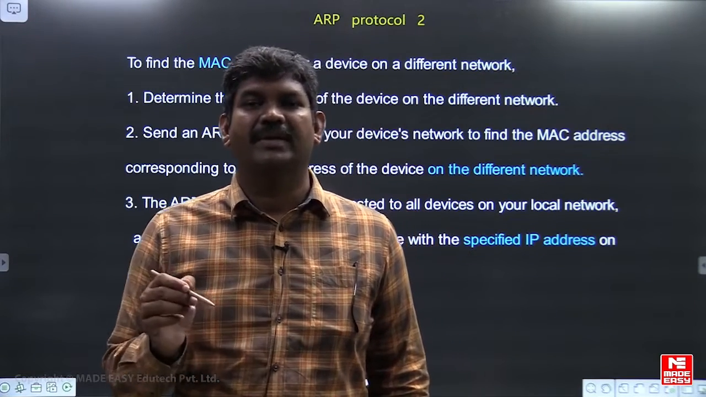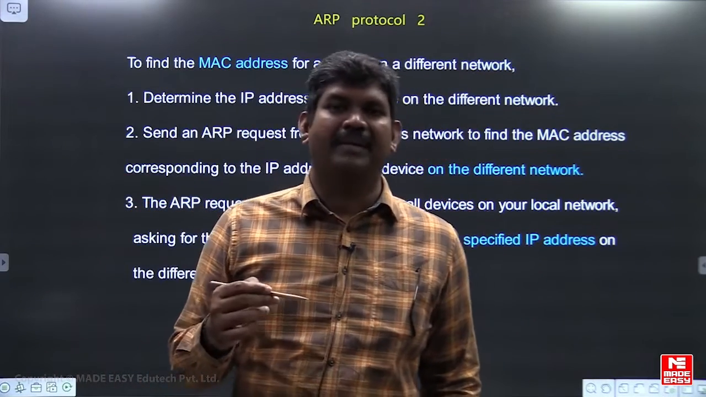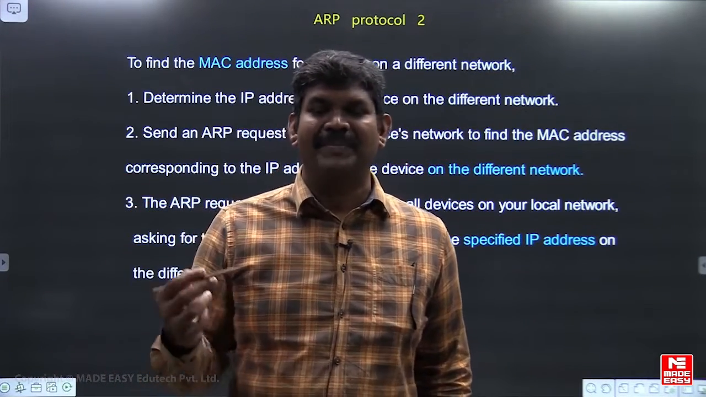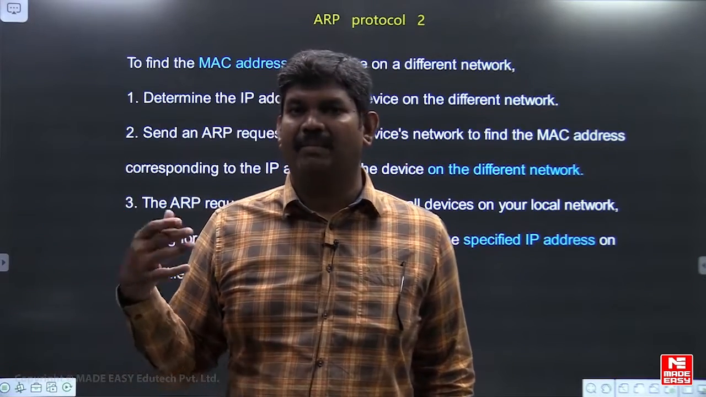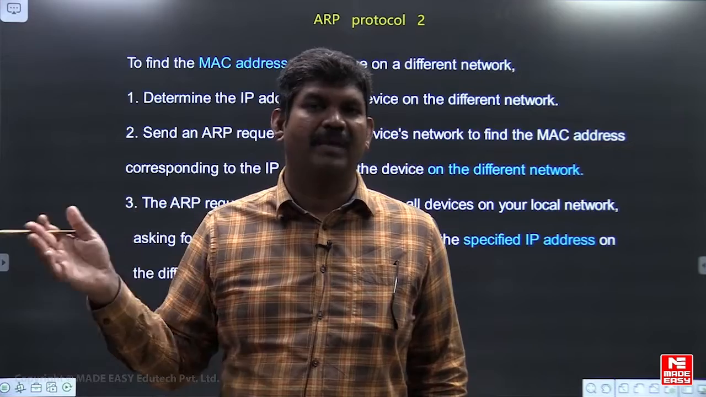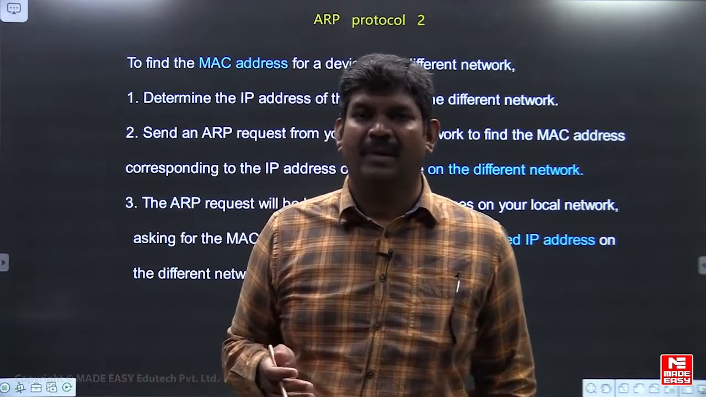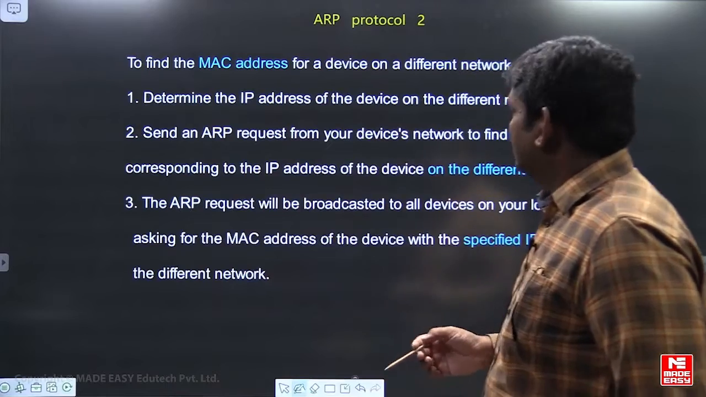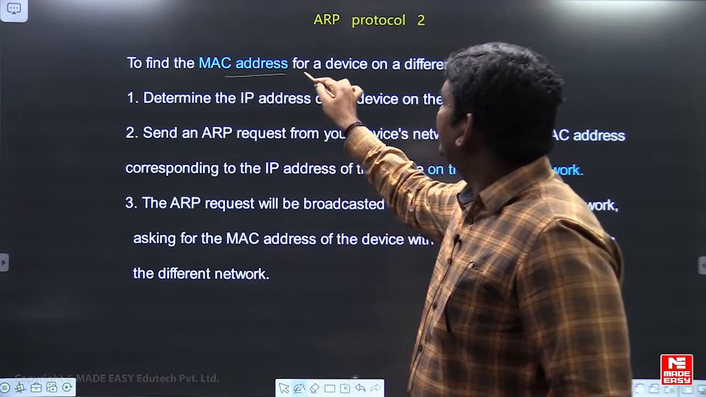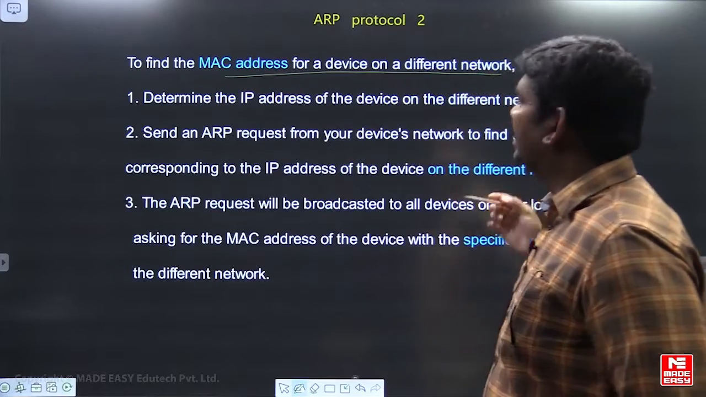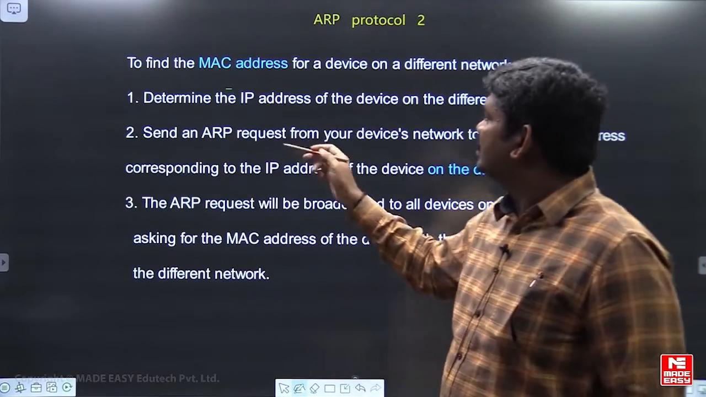So in that situation, how are you going to find the MAC address of a particular system which is available on the other network or on the internet? Practically, from step 1 to step 5, all the steps we are going to explain now. Okay, fine. So you can observe that our target is to find the MAC address of a device on a different network. First, what is the step here?